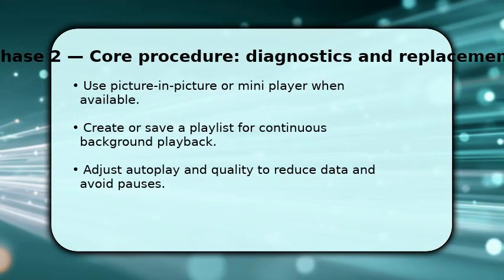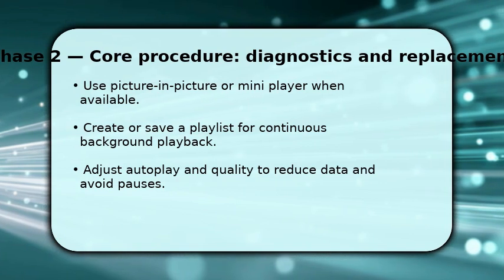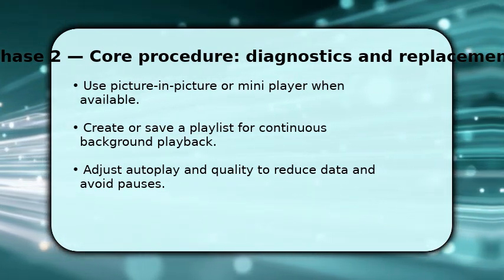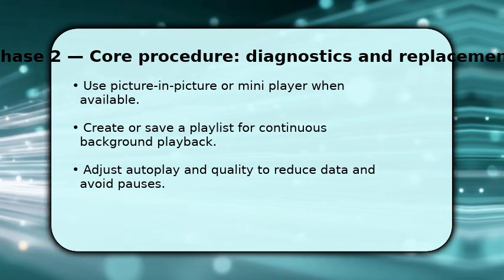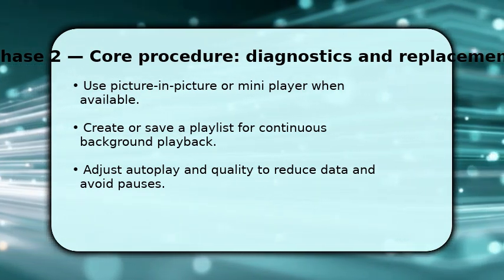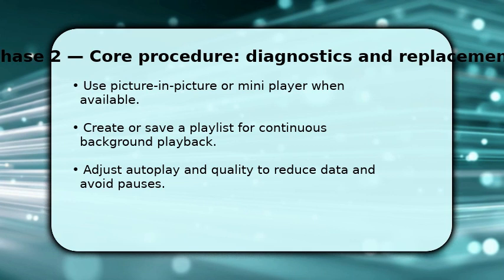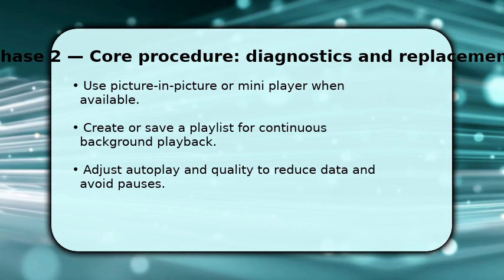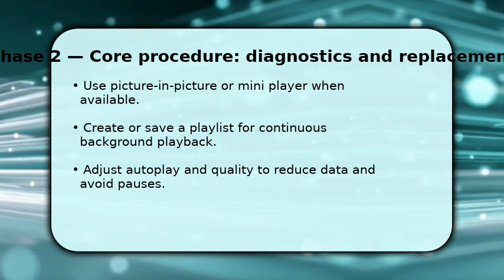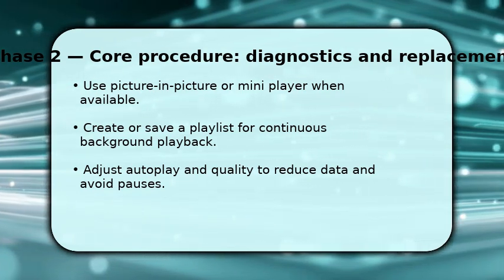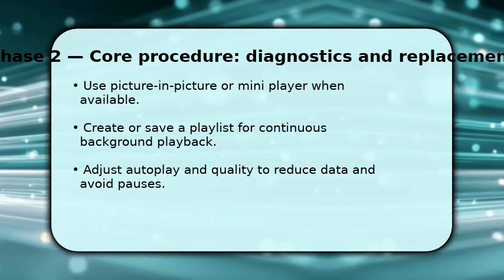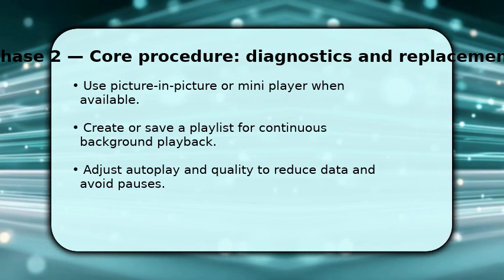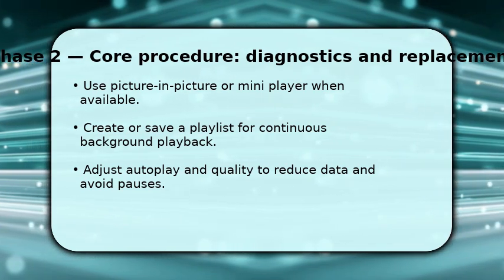Once playback works in background, optimize how it behaves. Use picture-in-picture or the mini player if your device supports it, because visual controls make skipping easier without reopening the full app. Make a playlist or save videos to keep continuous audio. This removes manual restarts. Also adjust autoplay, quality, and cellular data settings to lower buffering risk and reduce data usage, which keeps background play steady during weak signals, so you won't lose audio when moving between networks.